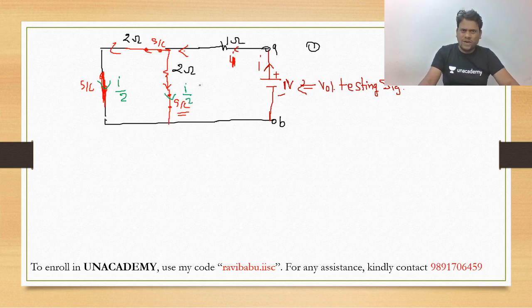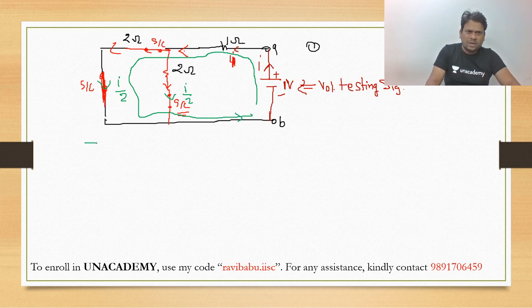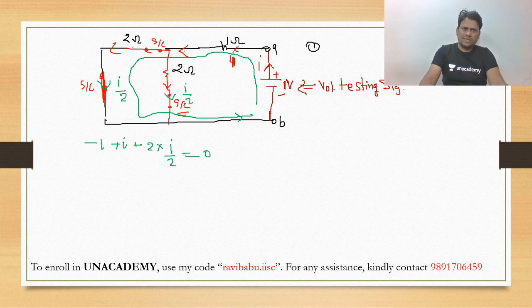So now calculate the value of I. See, we are going to apply KVL in the outer loop. In the outer loop, what will be the equation? Minus 1 plus 1 into I, plus 2 into I by 2 is equal to 0. So the drop is completed. Now this I 2 and 2 cancels, so 2I is equal to 1. Therefore I is equal to 0.5 ampere.